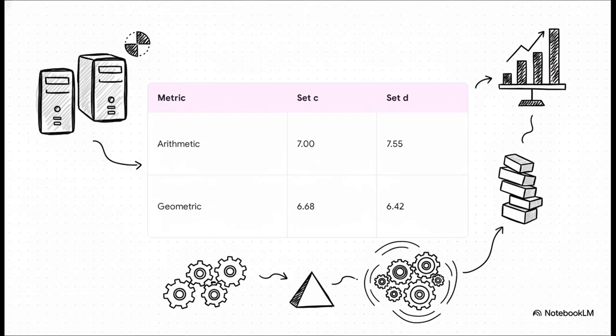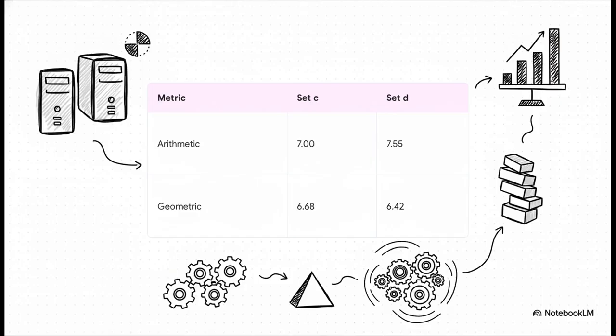When you compare the numbers, notice how if we use the traditional arithmetic mean, dataset D looks like the clear winner with a score of 7.55 compared to 7.00. But if we switch to the geometric mean, suddenly dataset C is the higher one, 6.68 versus 6.42. Why does this matter so much?